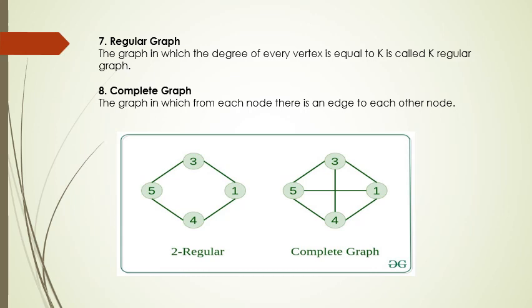Complete graph: a graph in which each node has an edge to every other node is called a complete graph. In the complete graph, each vertex is connected to every other vertex. These are the differences between a regular and a complete graph.